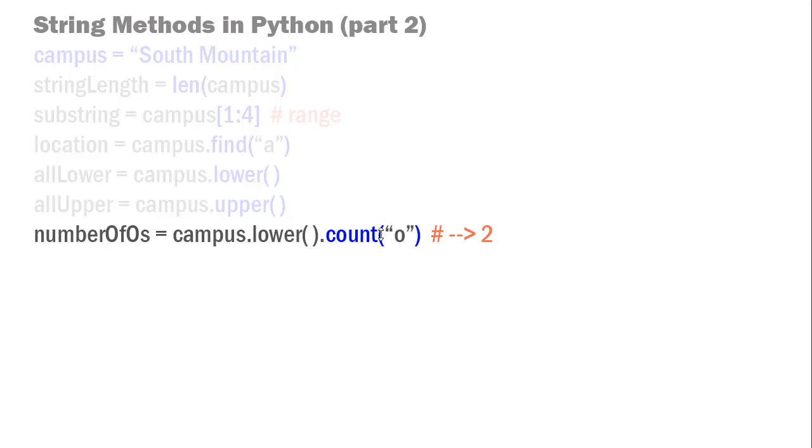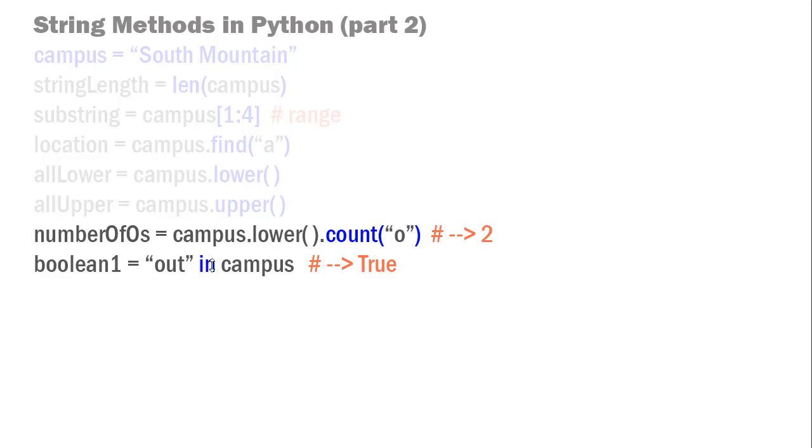So there is a count method in which you can tell what you're looking for. In this case, I'm going to look for a lowercase o, and I'm going to take campus and convert that to lowercase. So everything here is lowercase. And I want to know how many o's are in that phrase. So count would return 2. There's 1, 2. And we place that into the variable called number of o's, which would be an integer variable.